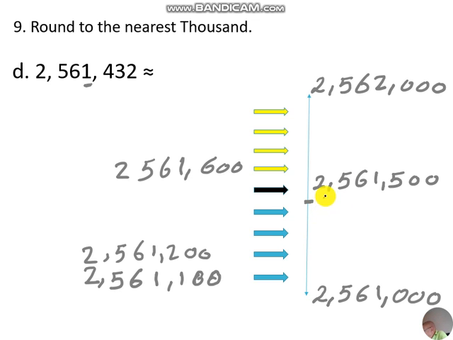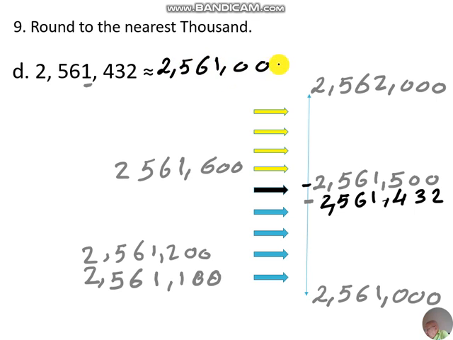And this number, which is 2,561,432, is under the midpoint. And under the midpoint, we round it to this number, which is 2,561,000. If above the midpoint, you're rounding to this number.